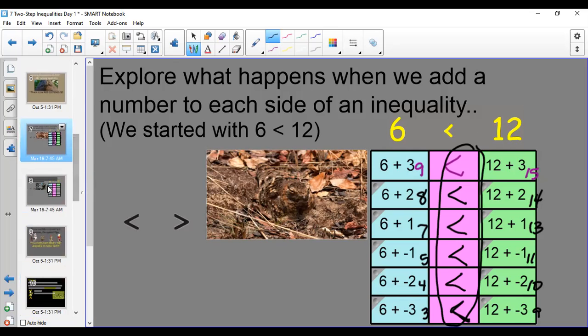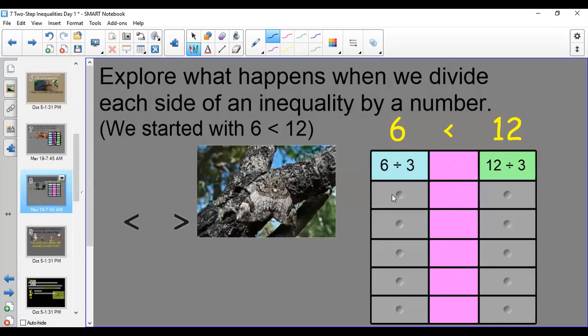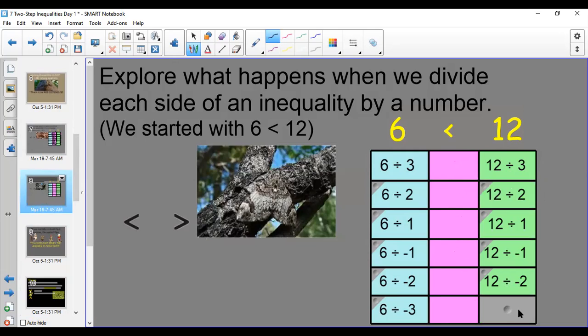All right, now let's practice that again. This time we're going to be dividing. So we're going to divide by both positive numbers and negative numbers. Go ahead and get your answers and fill in the correct symbol in the middle of the column. You can pause now.